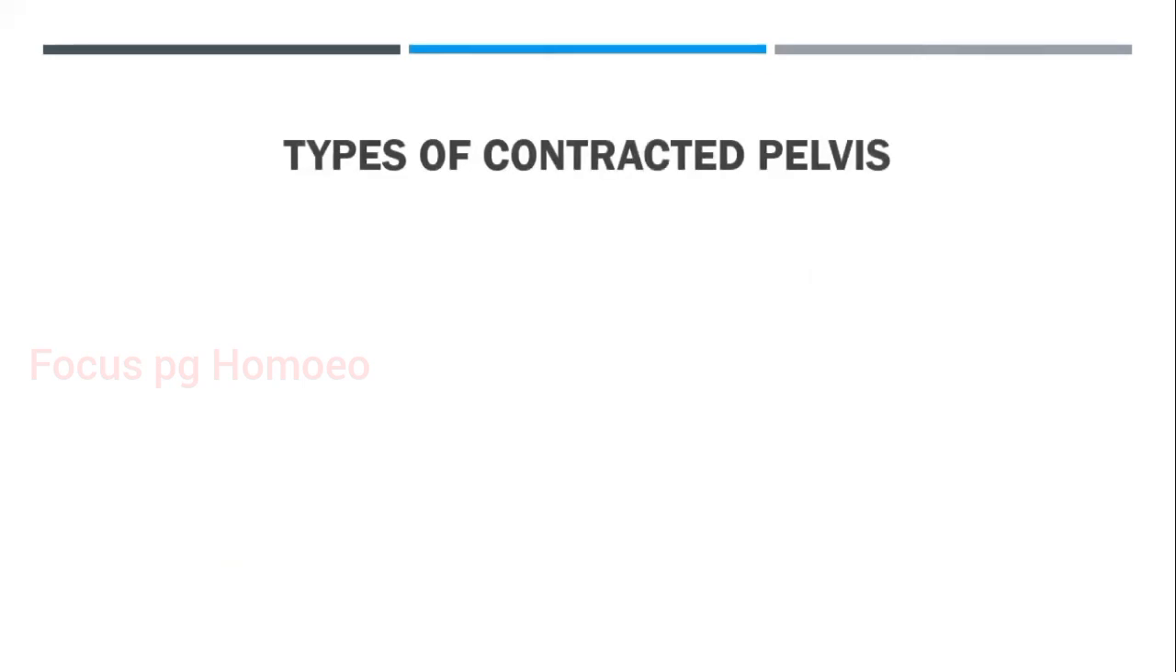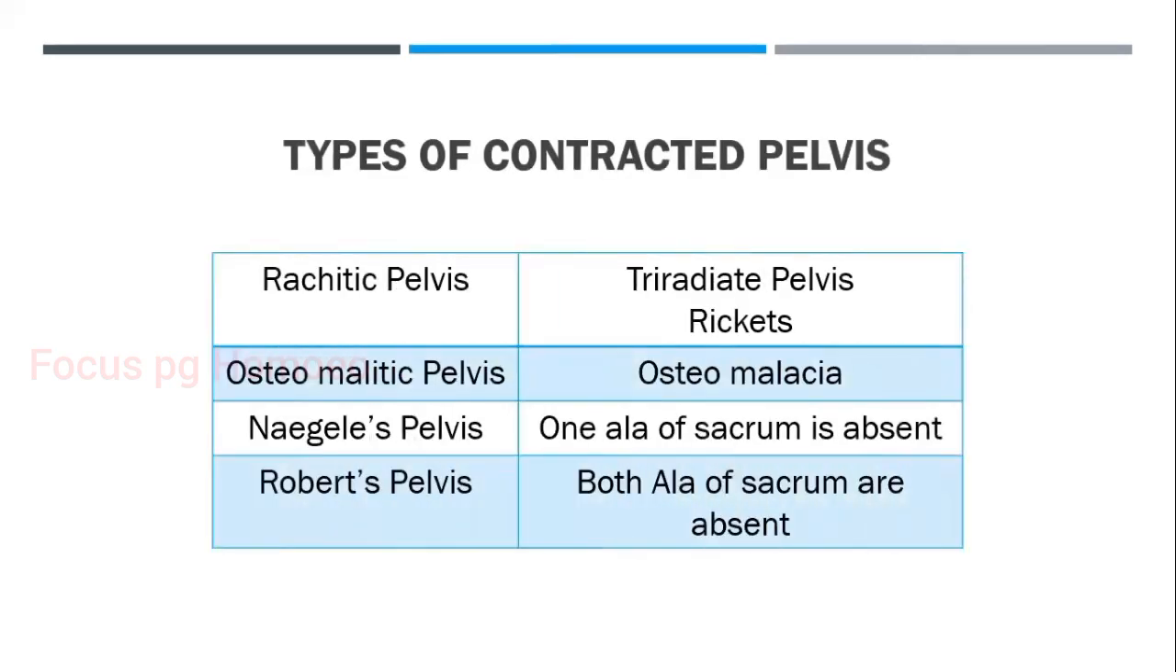Now, what are the types of contracted pelvis? Very important. This is again a frequently asked question in competitive exams. Rachitic pelvis. So what is a rachitic pelvis? It usually occurs in rickets. We know the word rachitic is associated with rickets, and it is also called triradiate pelvis. Osteomalacic pelvis is associated with the condition osteomalacia. Then Naegele's pelvis.